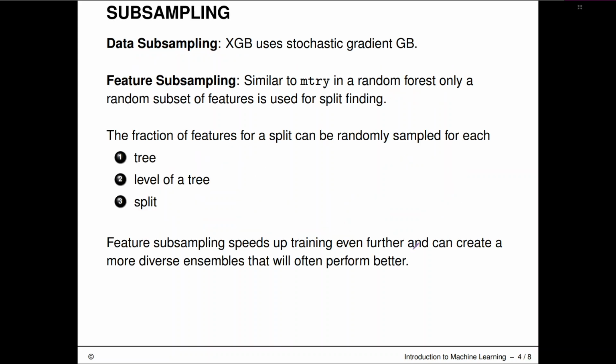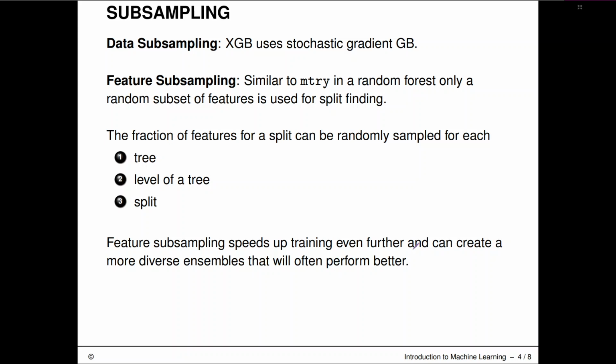As I've said, XGBoost uses now 2 forms of data subsampling. It just uses the regular stochastic gradient boosting technique, which just means in every iteration we use a random subsampling of training data points to fit our new model. We discussed this before, but it now also steals the feature subsampling technique from the random forest.